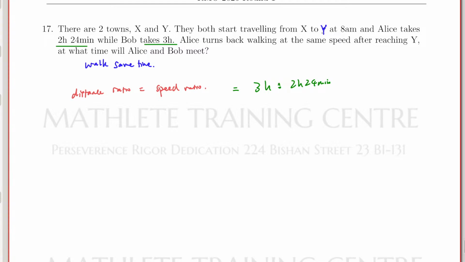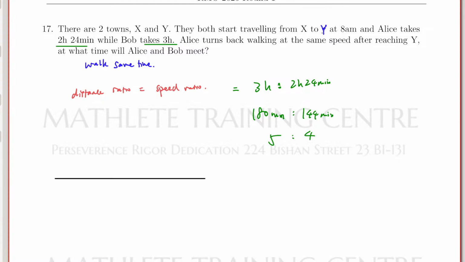So 3 hours to 2 hours 24 minutes, do we know what that is? Well, that's 180 minutes to 144 minutes, right? And if you divide that by 36, then actually this is 5 to 4. So the speed ratio is equal to 5 to 4. The distance ratio also has to be 5 to 4.